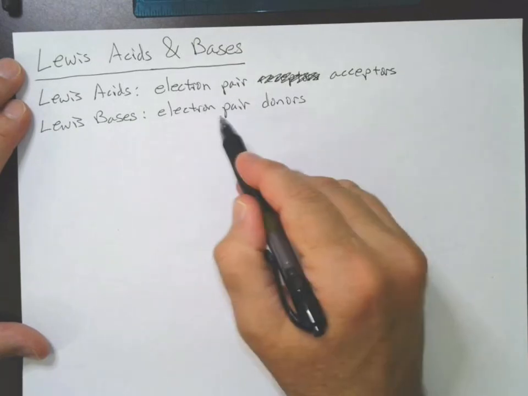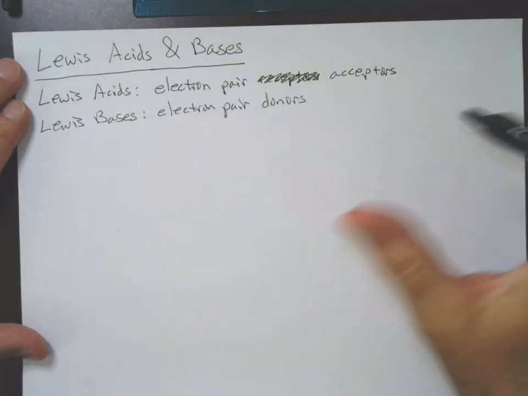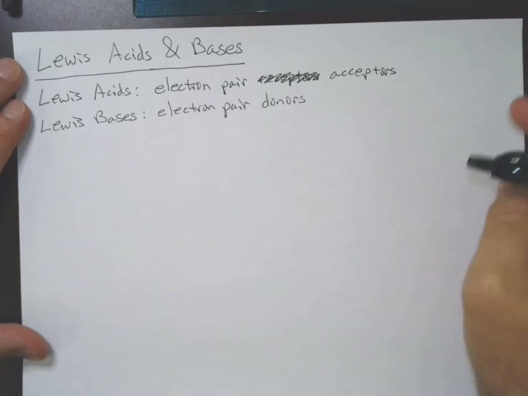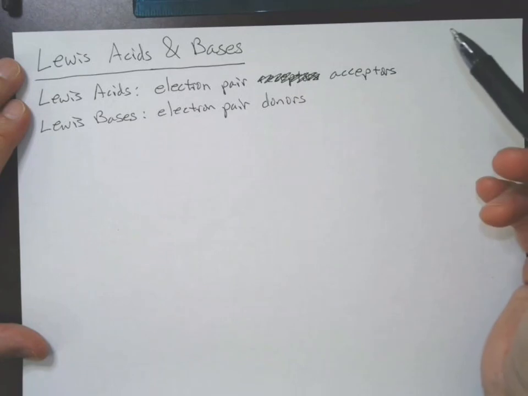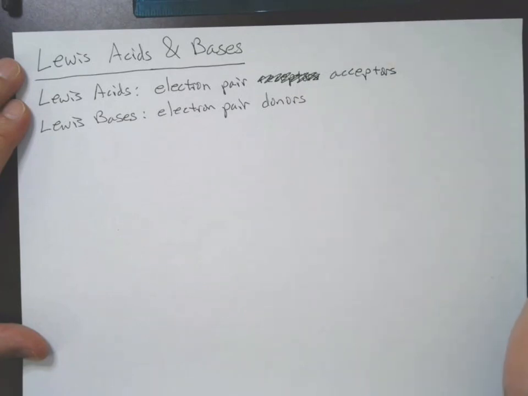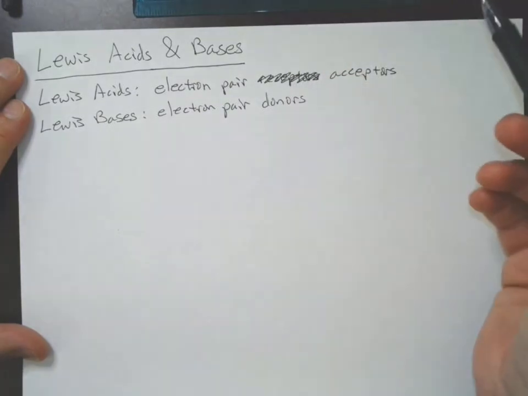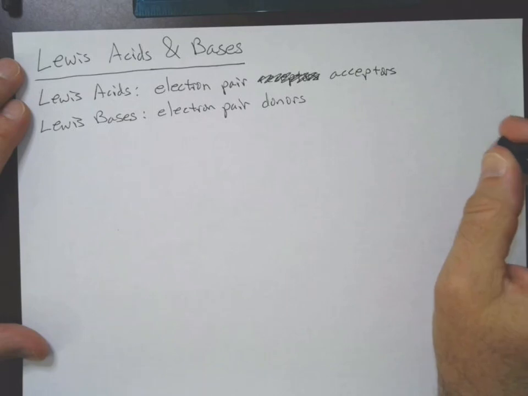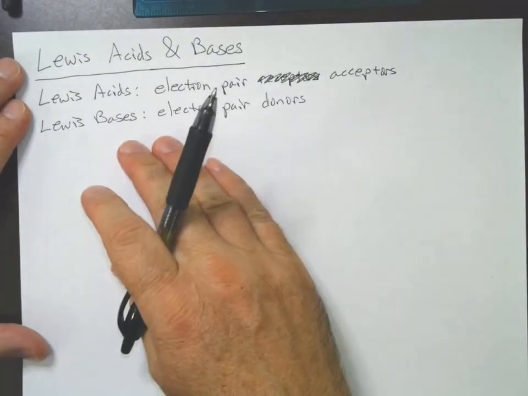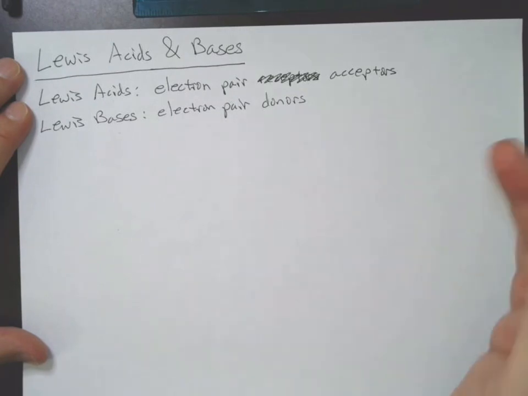And Lewis bases are electron pair donors. So it's analogous, but kind of the reverse of the situation with Bronsted acids and bases. A Bronsted acid is a proton donor. A proton is a positive charge, and electrons are negative. So donating positive charge is kind of equivalent to accepting negative charges. So the Lewis definitions just broaden and expand what we can consider acids and bases.